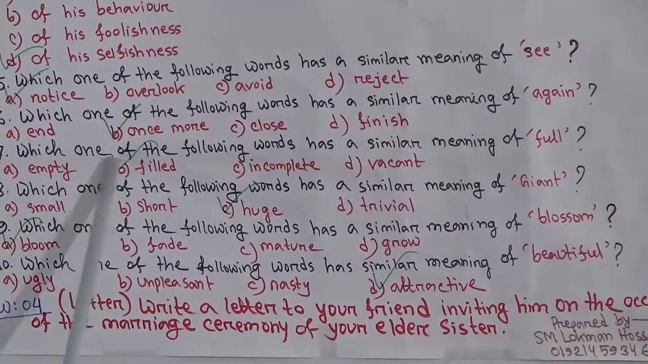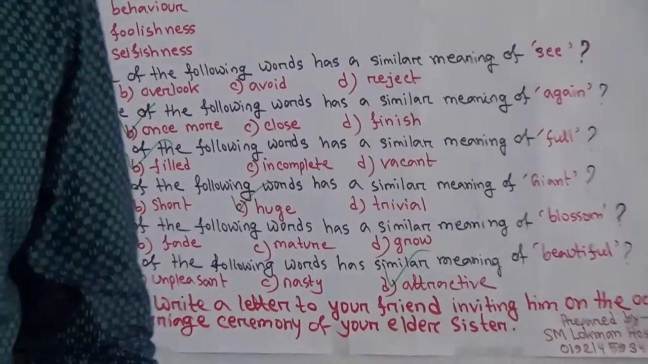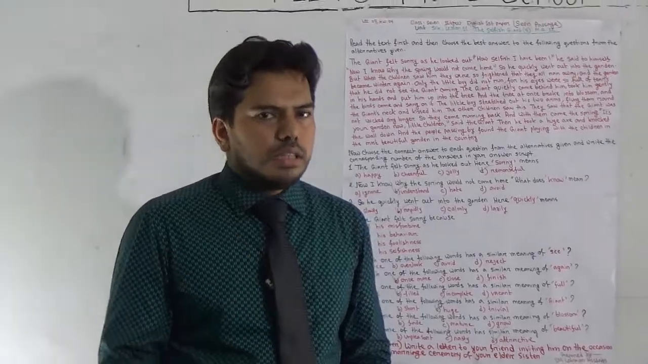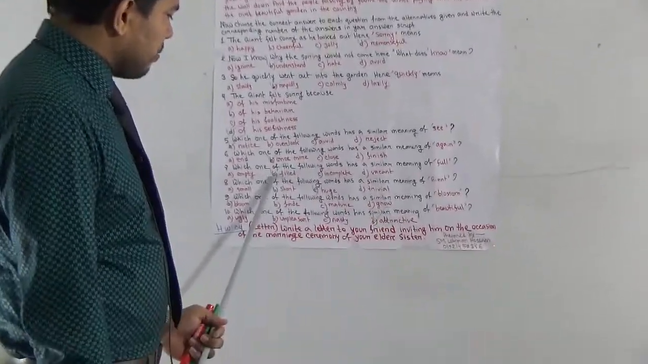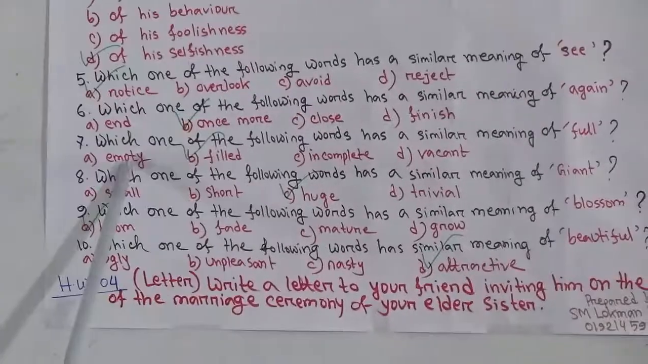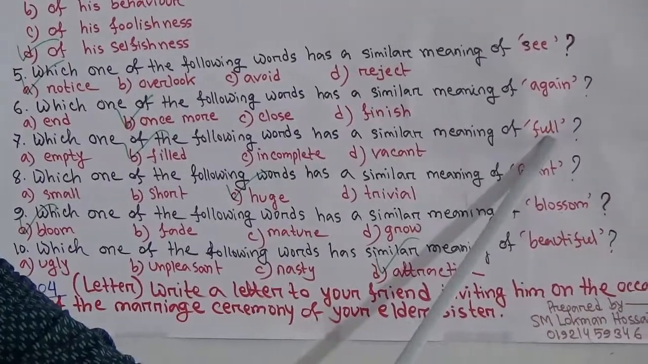Number 7. Which one of the following words has a similar meaning to full? We know that full means complete, filled. That should be the correct answer, filled. Empty, incomplete and vacant, these three are the antonyms of full.